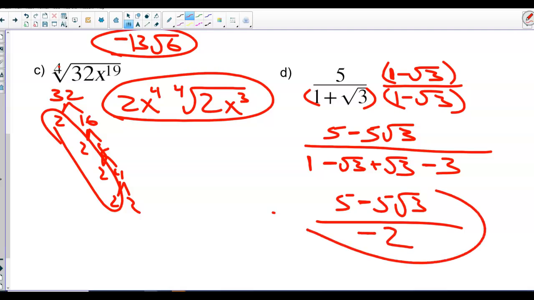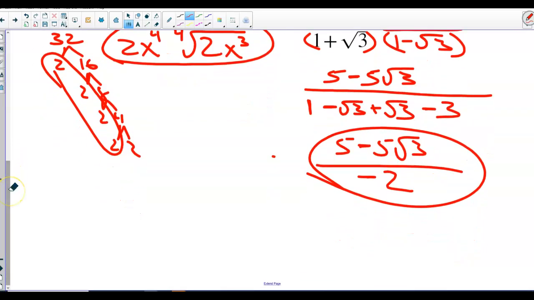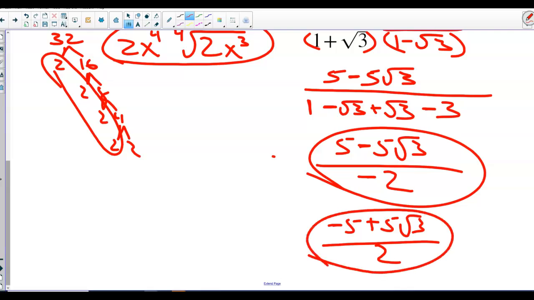You can leave it like that, or you can put the negative on top and write it as negative 5 plus 5 root 3 over a positive 2. It's usually not good form to leave a negative in the denominator, so you could see the answer written like that as well. Either answer is correct, though.